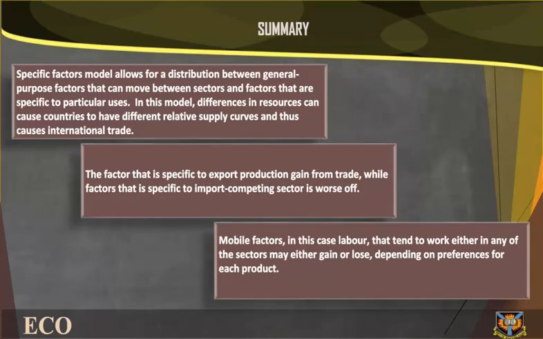The specific factors model allows for a distinction between general-purpose factors that can move between sectors and factors that are specific to particular uses. In this model, differences in resources can cause countries to have different relative supply curves, and thus cause international trade. The factor that is specific to export production gains from trade, while factors that are specific to the import-competing sector are worse off. Mobile factors, in this case labor, that tend to work in either of the sectors may either gain or lose, depending on preferences for each product.